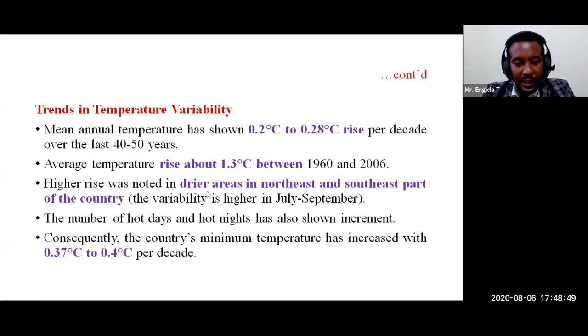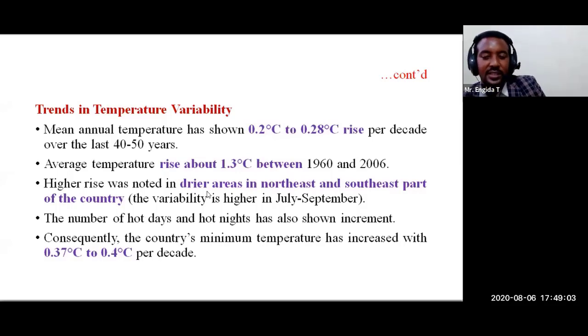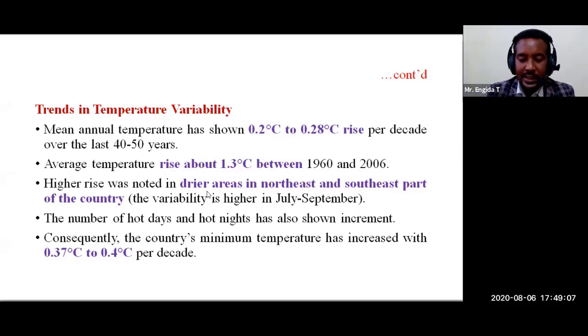Let's look at the experiences here in Ethiopia, or the trends of temperature variability here in Ethiopia. The mean or average annual temperature of Ethiopia has changed from 0.2 degrees centigrade to nearly 0.3 degrees centigrade. This change is not a downward change, but upward. It's not decreasing, but increasing, for the last nearly 50 years, you can imagine. The rate of change shows there is an annual or average yearly temperature change.